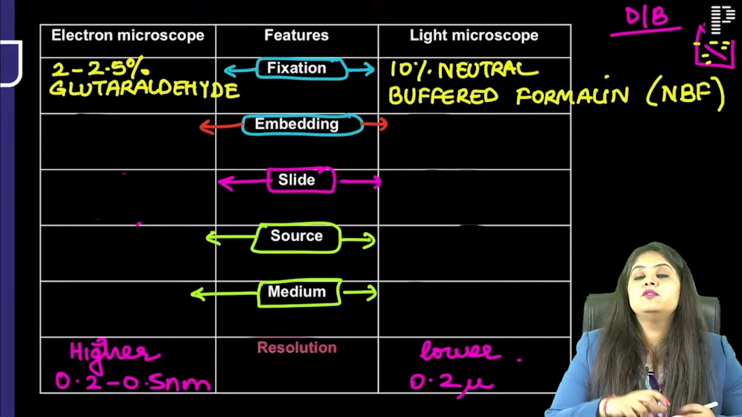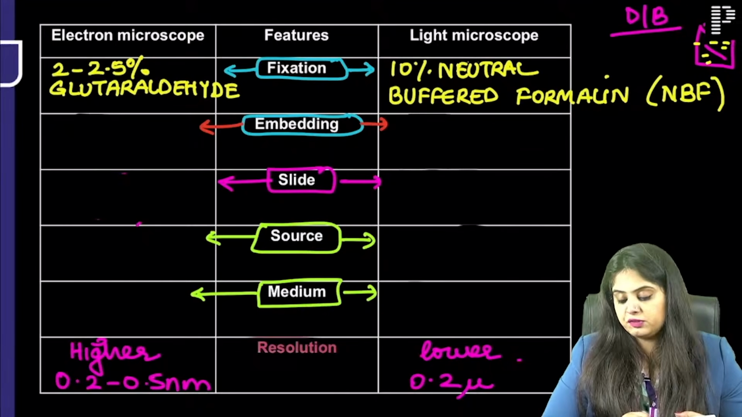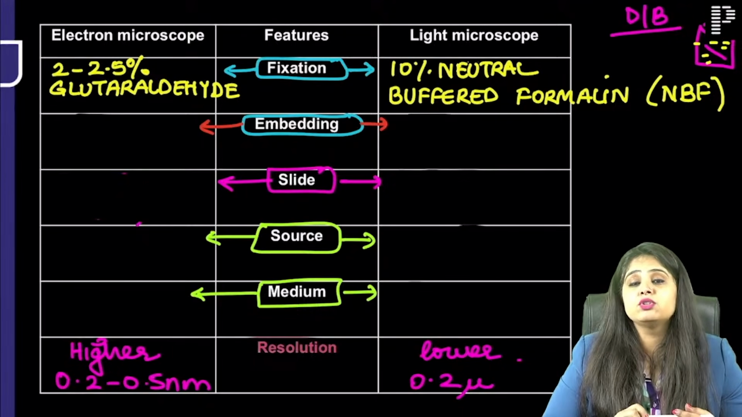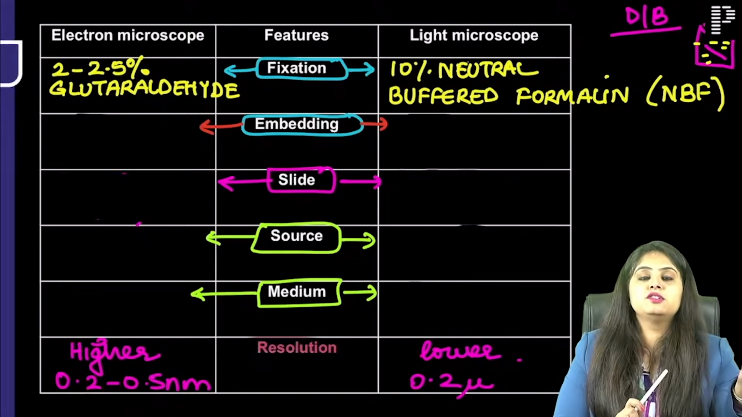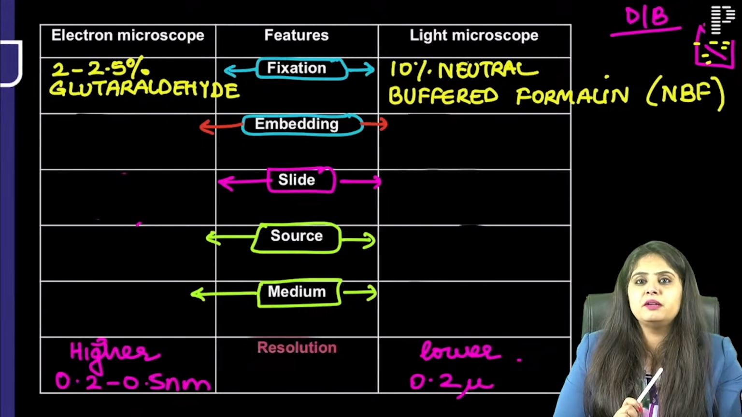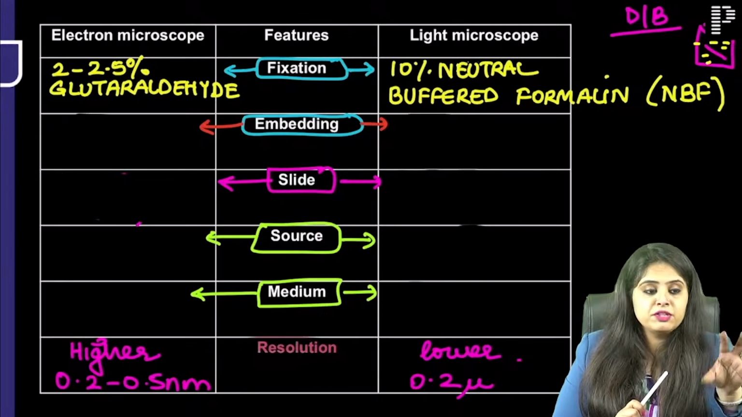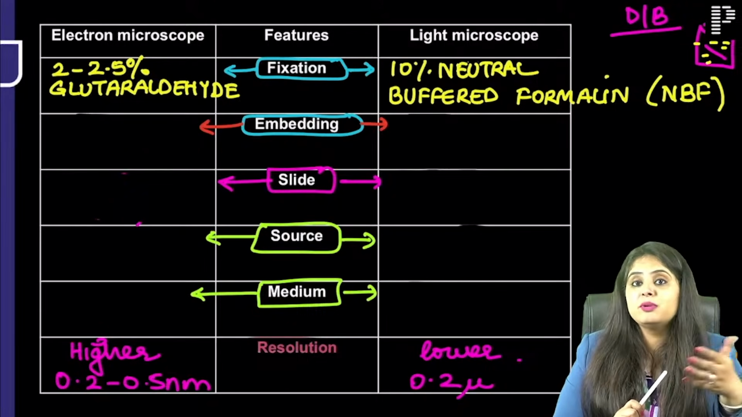Now, the fixative you will put it in is 2 to 2.5% glutaraldehyde. This is going to be your job later on as an intern. You will be standing in the OT. If the surgeon says, I've taken out this biopsy, send it for a light microscope, you should know which container you should place it in. You shouldn't be looking at others.